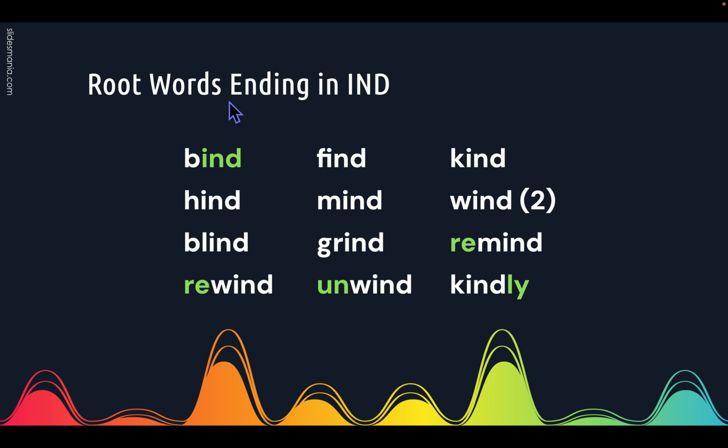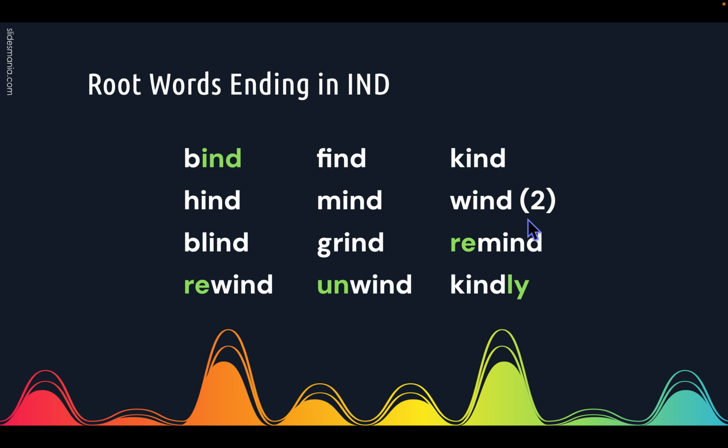At the end of a root word, meaning before you add any suffixes, most of the time IND will have a long I sound and sound like IND. So this part is IND. So this word is bind, find, kind, hind, mind. This word can be pronounced two different ways.